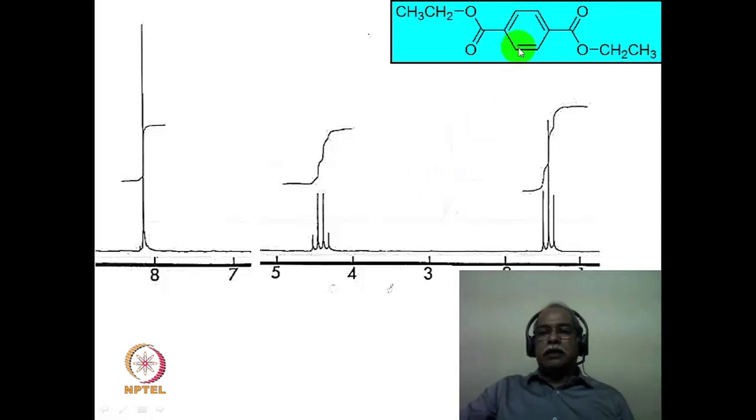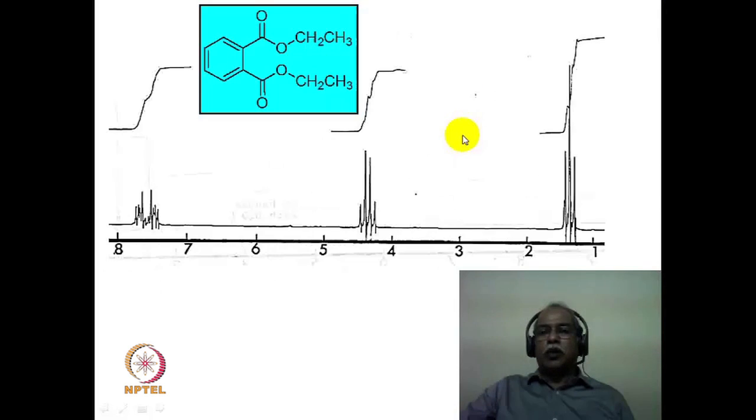Now let us see what happens if you make the ortho isomer. In other words, instead of terephthalate, if you just take phthalate, this molecule is less symmetrical compared to the terephthalate. This has only one plane of symmetry instead of 2 planes of symmetry. So if you look at the aromatic hydrogens, there are 2 sets of chemically non-equivalent aromatic hydrogens. One set corresponds to the one adjacent to the ester functional group. The other one corresponds to meta to the ester functional group.